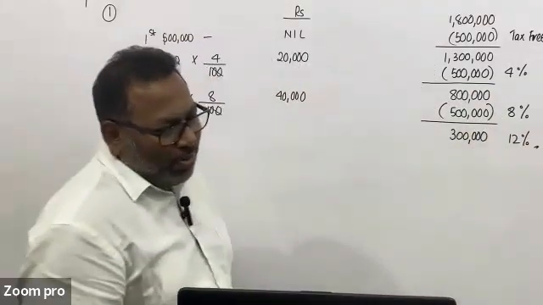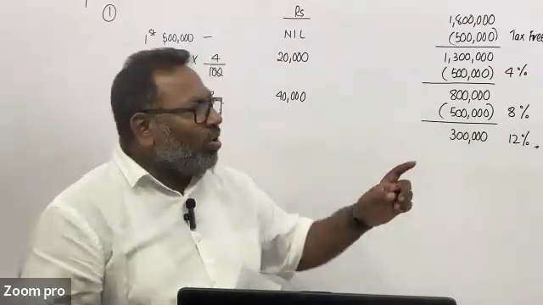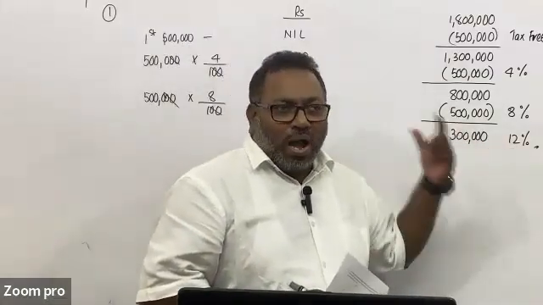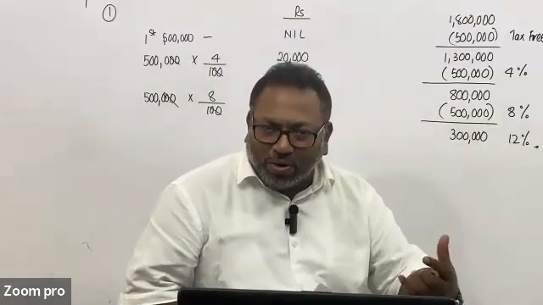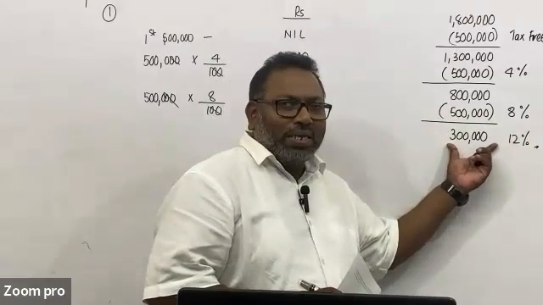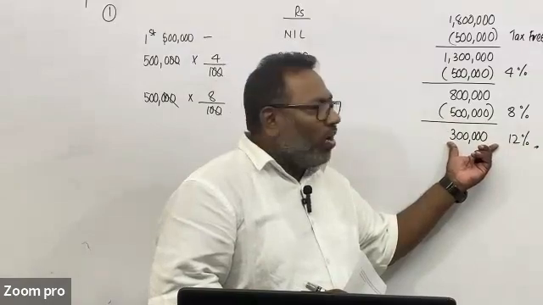That is your last amount. So just because they say the last 500,000 is 12%, don't take 500,000 and multiply by 12%. How much of the income is taxable, only that you have to calculate. So how much is taxable? Only 300,000 is left over, on which we have to pay income tax.